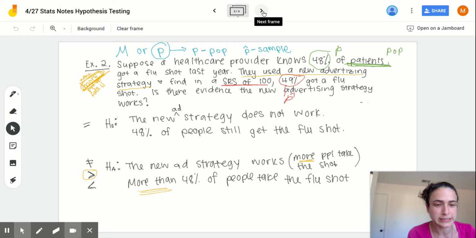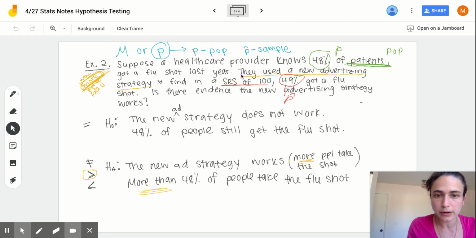Okay, so you're advertising. If anyone advertises, would they want more people or less people to get the flu shot? Now, keep in mind, these are the healthcare providers. So they want people to take the flu shot. That's their whole goal. So if you can see right here in yellow, they're saying that they used a new advertising strategy. What that means is that they want more people to take the flu shot, okay?